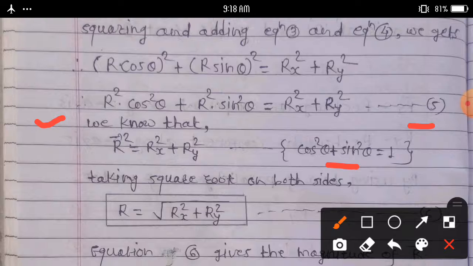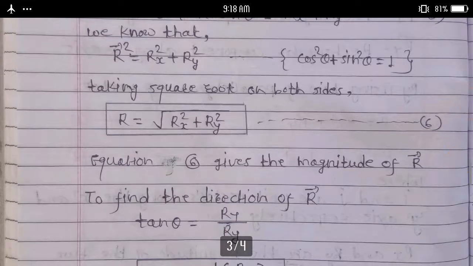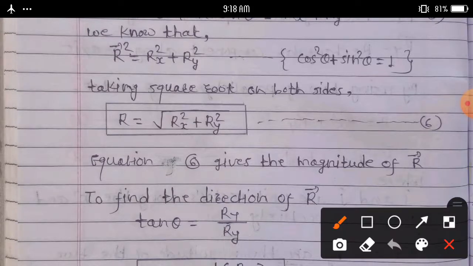Taking the square root on both sides of the above equation, we get R is equal to square root of Rx square plus Ry square. Consider equation number 6. This equation 6 gives the magnitude of R bar. Then we find the direction of R bar.